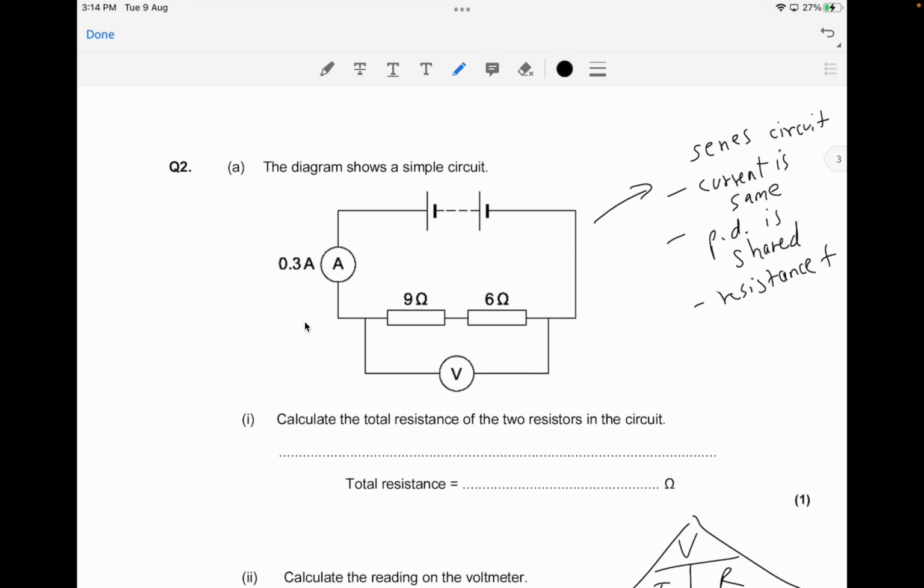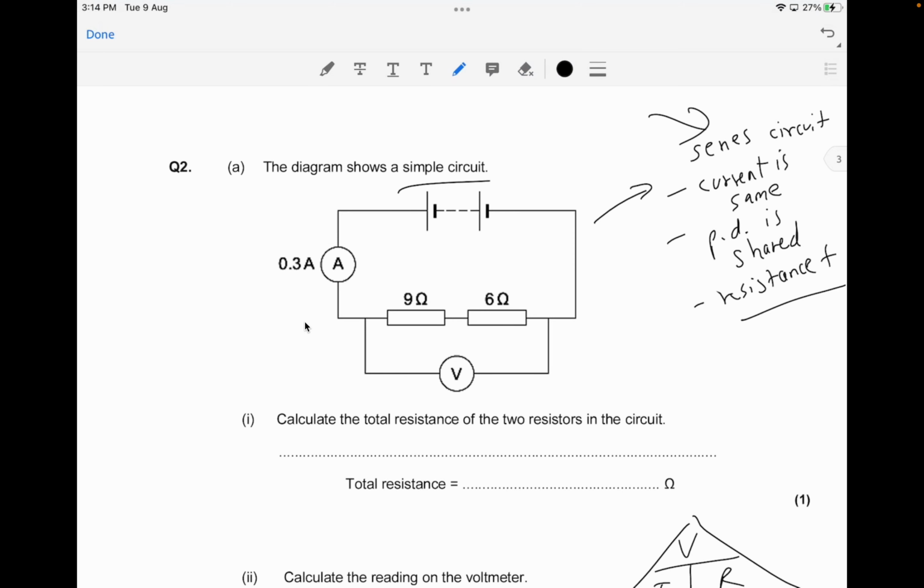Now the next question shows us a simple circuit. This in this case shows us that it is a series circuit where the current is the same, the potential difference is the same, the resistance is also the same. So we have to calculate the resistance, which is not the same. The resistances add up together in a series circuit.